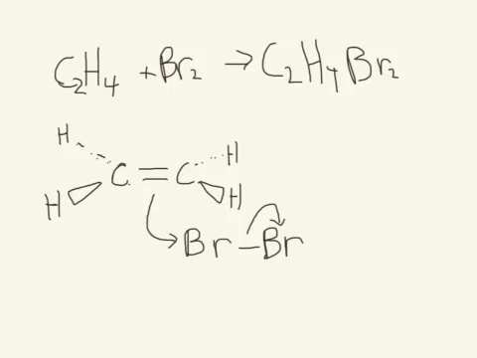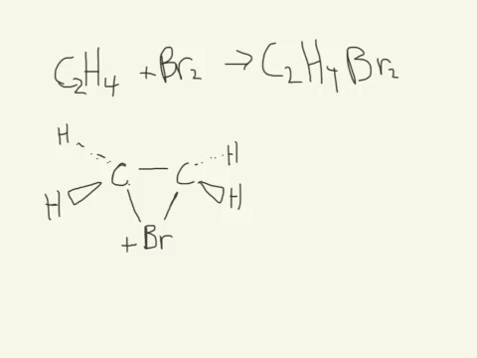As a result, the two electrons in the pi bond that were being shared between the two carbons are now no longer shared between the two carbons. They're now shared between the two carbons and a bromine. And the result of that is the bromonium ion, which looks like this.